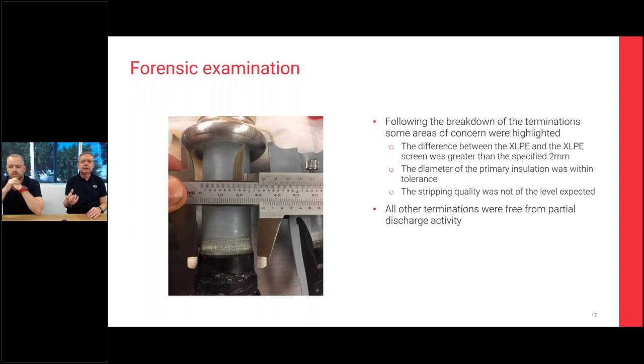was incorrect, and basically there was a difference between the XLPE and the screen of greater than 2 millimeters, which is much more than the specification. You have to follow the jointing instructions. They're all there for a particular reason. Using the right screen and following the jointing instructions is so very important. So this particular one had been made incorrectly, started discharging, population issue.